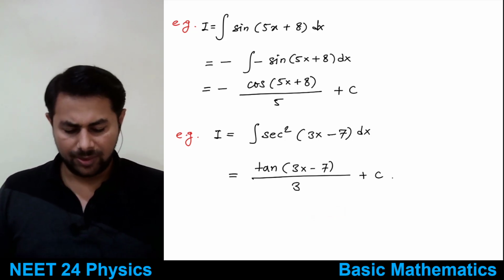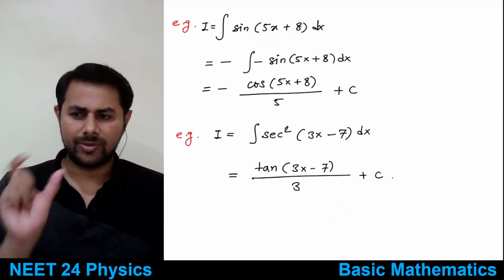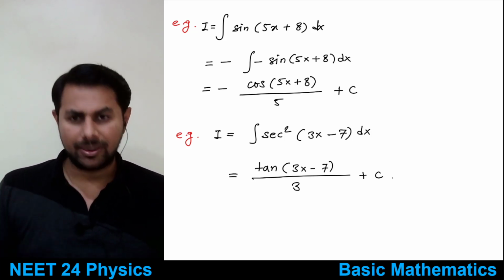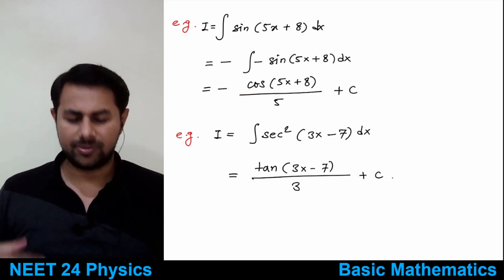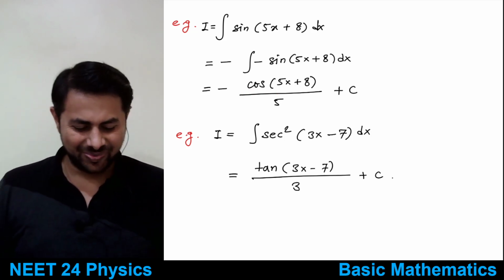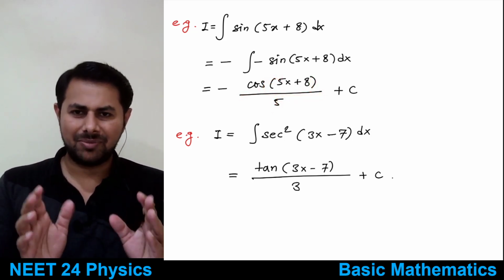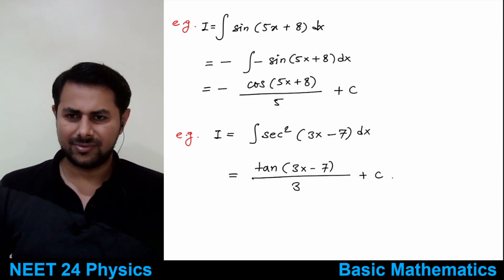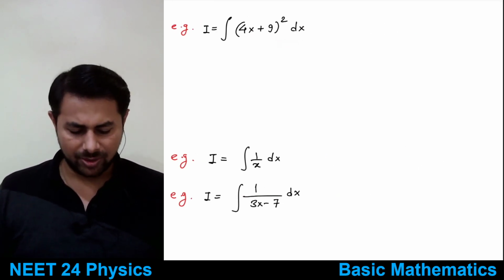So if you have some function of the form ax plus b, then its integration would be just the integration of that function. If it is sine, the integration would be minus cos. If it is cos, the integration is sine, etc. And then you divide by the derivative of that ax plus b, which is just a. So this type of integral is very simple, and we can solve n number of these.